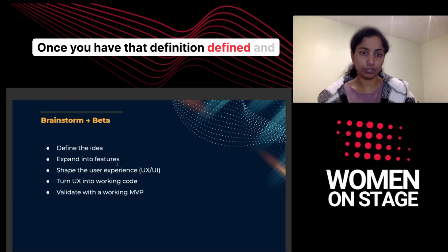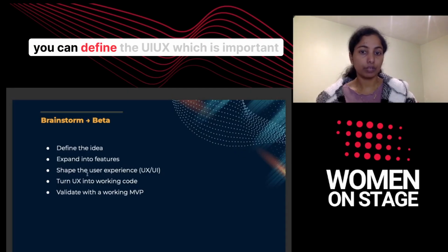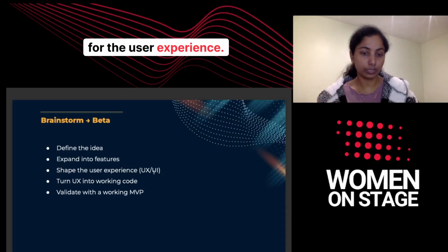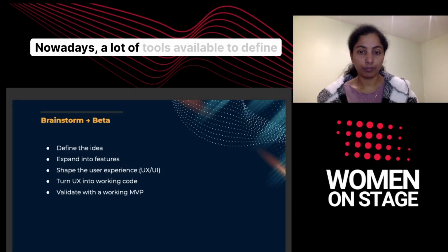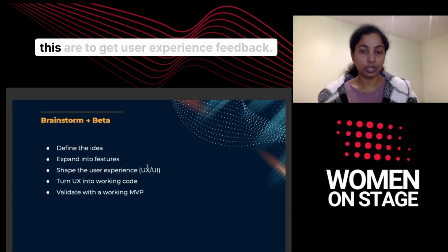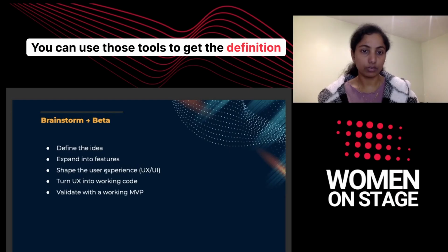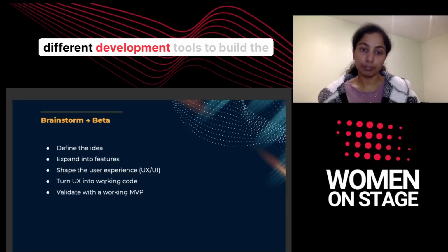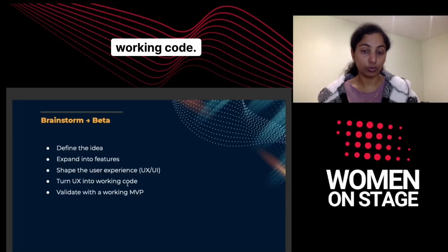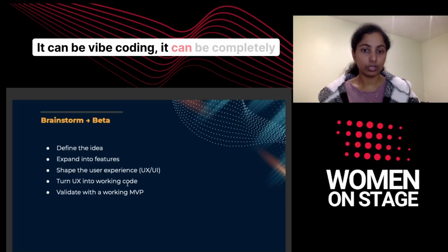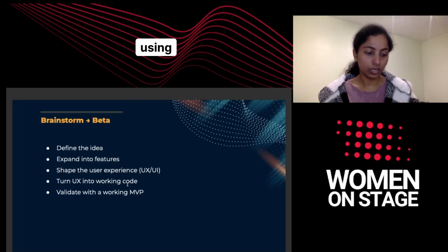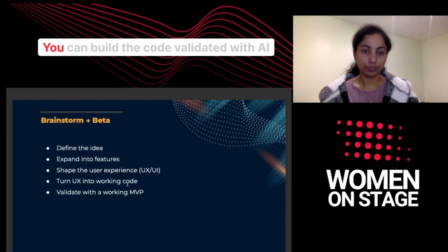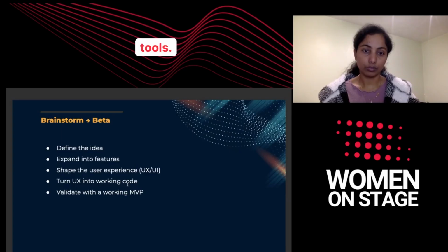Once you have that defined, you can define the UI/UX, which is important for the user experience. Nowadays, a lot of tools are available to define this or to get user experience feedback. You can use those tools to get a definition on it. Once you have the UI/UX defined, you can use different development tools to build the working code. It can be vibe coding, it can be completely using no-code tools, or on your own you can build the code and validate it with AI tools. Like I said, AI can be a co-creator.